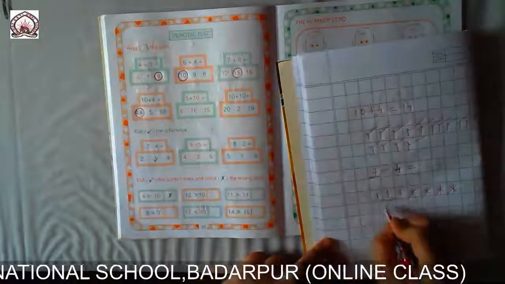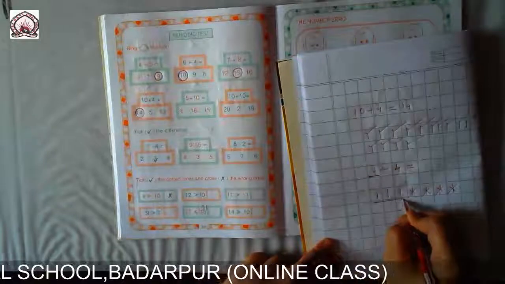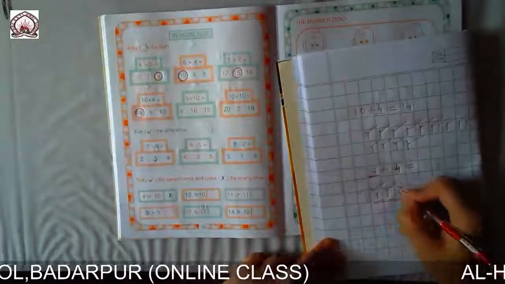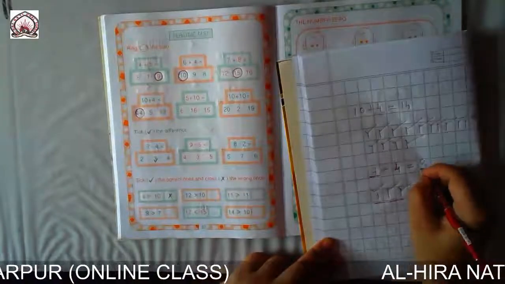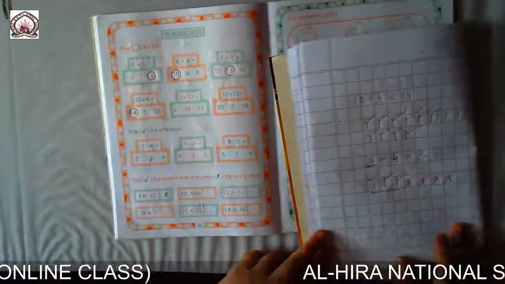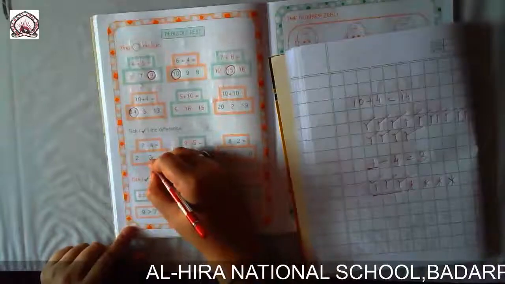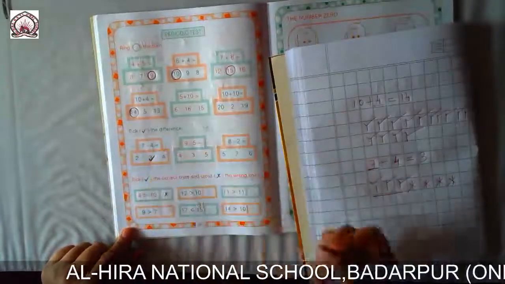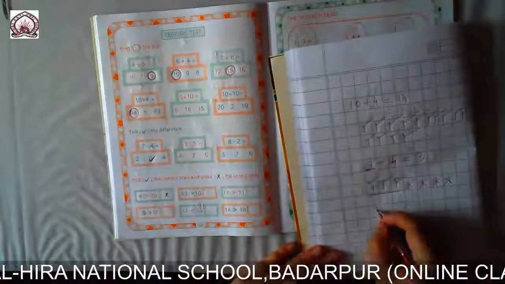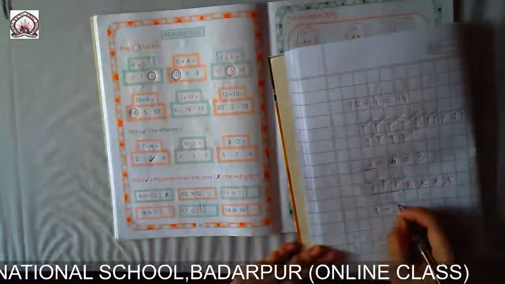Remaining, how many stripes or how many lines remained? 1, 2, 3. So 7 minus 4, how much? 3. So 3 is already ticked here. Okay. Now 9 minus 5.